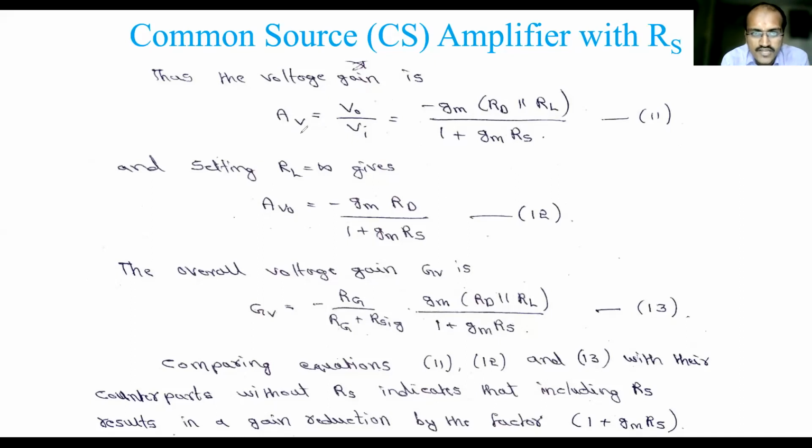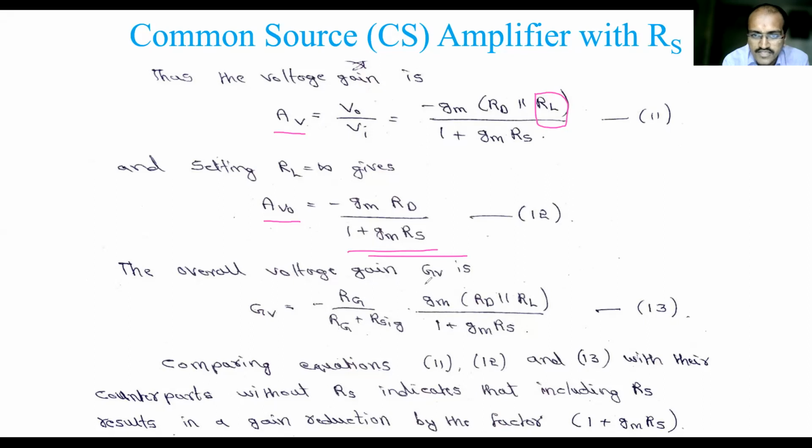So this is the voltage gain AV, where the effect of RL is included. Now when you make RL equal to infinity, meaning removing RL, we call it the open circuit voltage gain AVO. That is nothing but RL removed, so GM into RD over 1 plus GM RS. The same equation, just a little modification. This is equation 12.